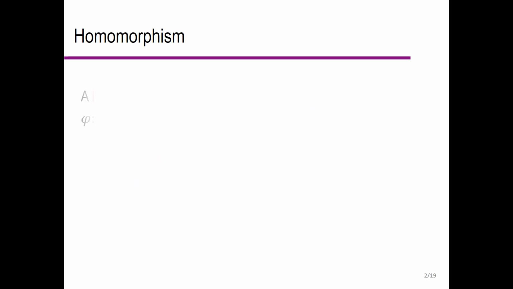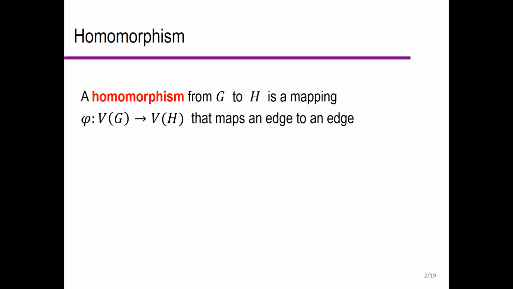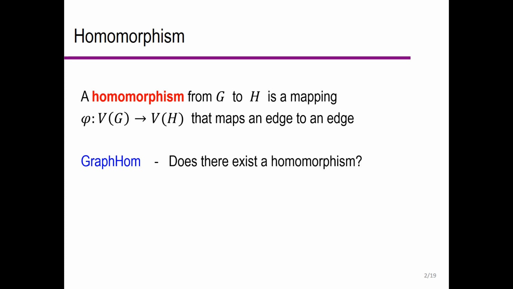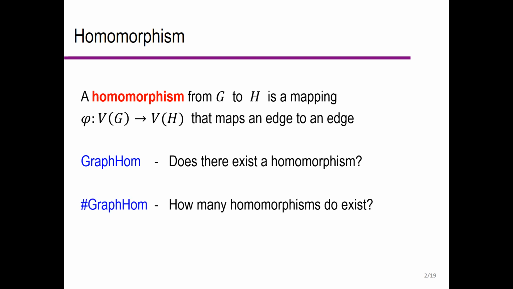For a quick reminder, a homomorphism from graph G to graph H is, as usual, a mapping from vertices of G to vertices of H that preserves the edges. The problem of deciding if there exists a homomorphism from G to H is denoted by graph hom, and its counting version is number graph hom. The question there is to find the number of homomorphisms.